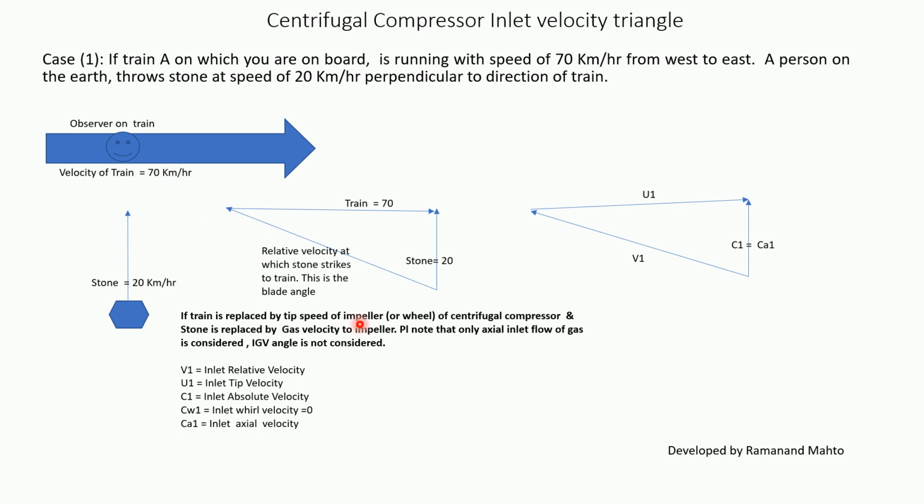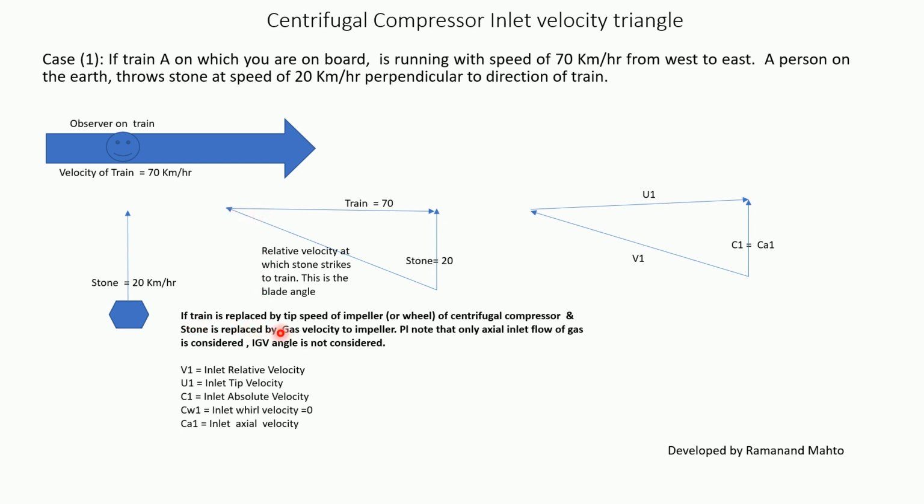So how will this be? The stone is moving at 20 km per hour perpendicular to the train. If the train had no speed, it would hit directly. But the train has a speed of 70 km per hour, so there is a relative velocity of the stone with respect to the train, which is this, and it will strike the train at this angle. So this is the velocity angle: the stone speed, the train speed, and this is the relative velocity.